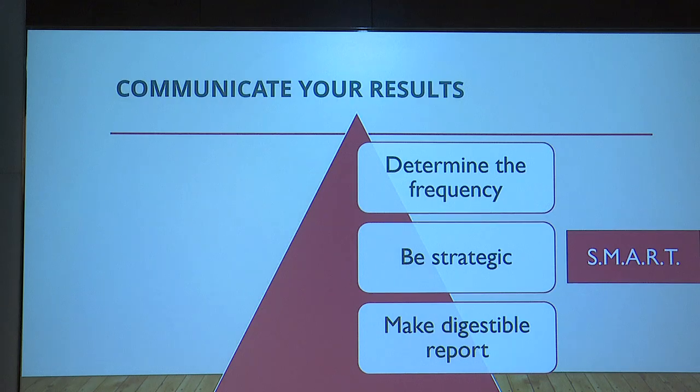And then the most important part is that we have to communicate the results of the campaign with our team. First, we have to determine the frequency, whether it should be done weekly, fortnightly, or monthly. This can be individualized to each one of us. And then we have to be strategic. We have to have a SMART goal for each campaign. SMART goal is specific, measurable, achievable, relevant, and time-bound. We need to do it in a time-bound manner, that we have to reach this many patients in this amount of time. We cannot do it endlessly.